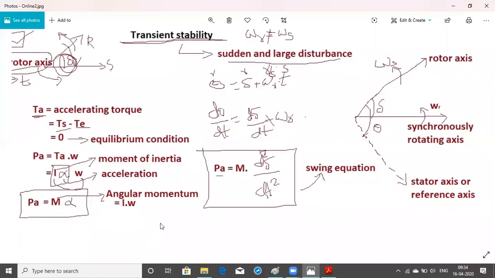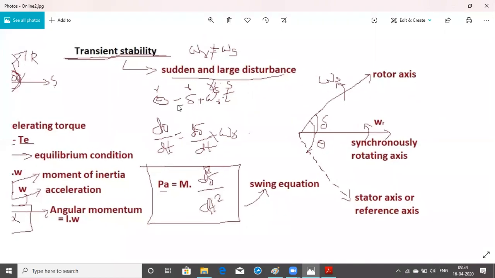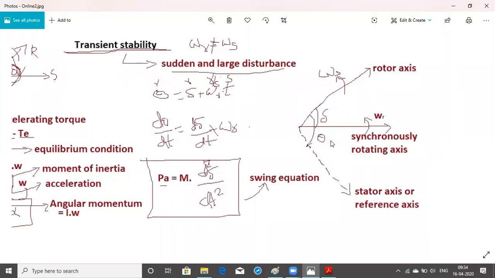But what is this alpha? We derived it by considering a synchronously rotating axis, which rotates with omega r and time, along with the stator axis and the rotor axis. This is the practical phasor diagram of the synchronous generator. Delta is not exactly an angle difference between the rotor axis and the stator axis, but an angle difference between the rotor axis and the synchronously rotating axis. So the rotor axis and stator axis angle difference is theta, which we can write as theta equal to delta plus omega r into t, because it rotates with respect to omega r speed.